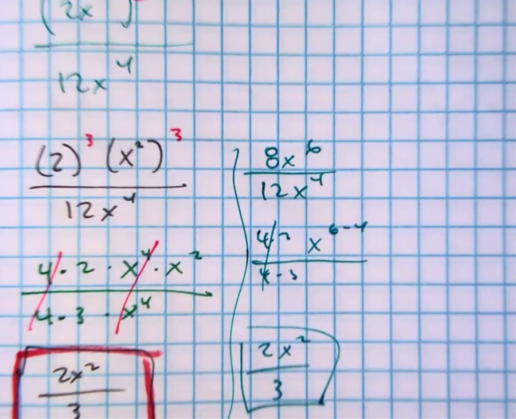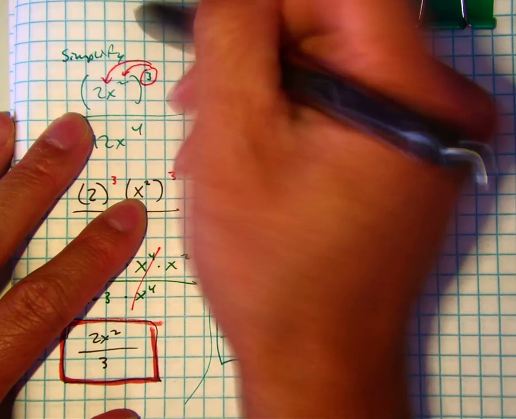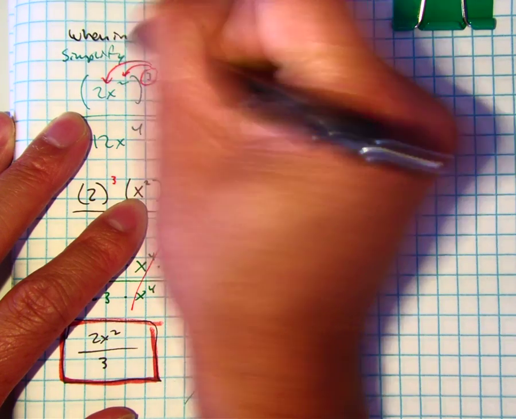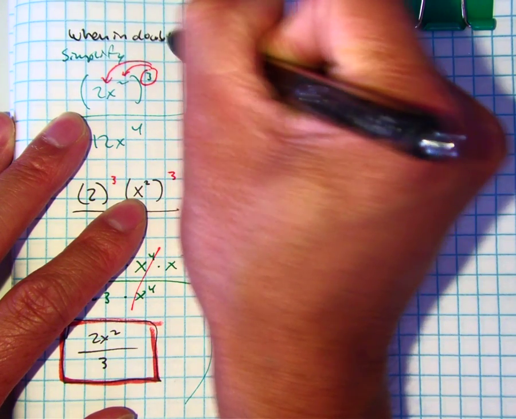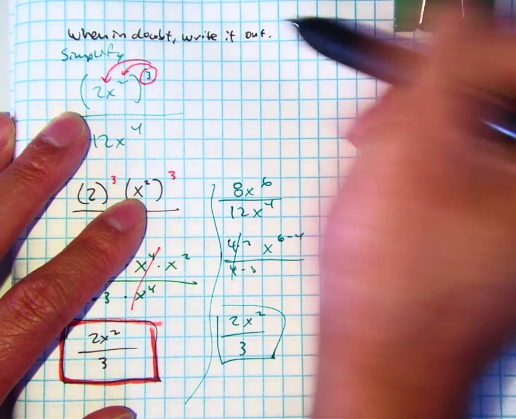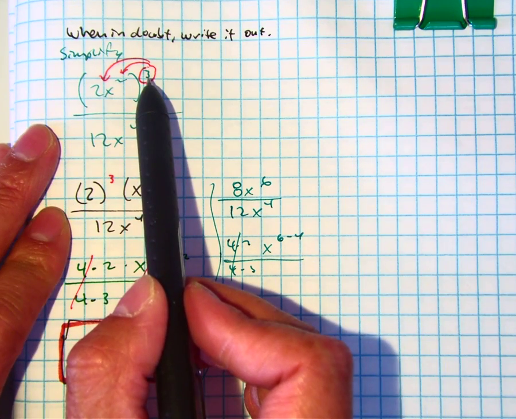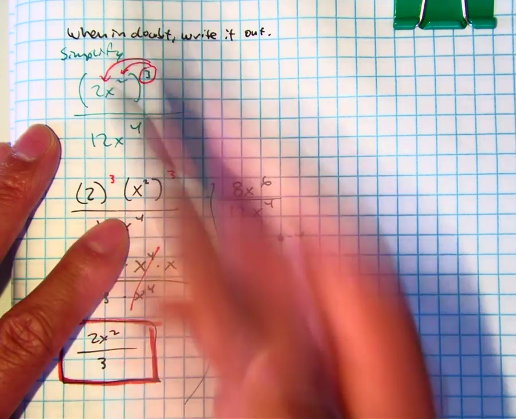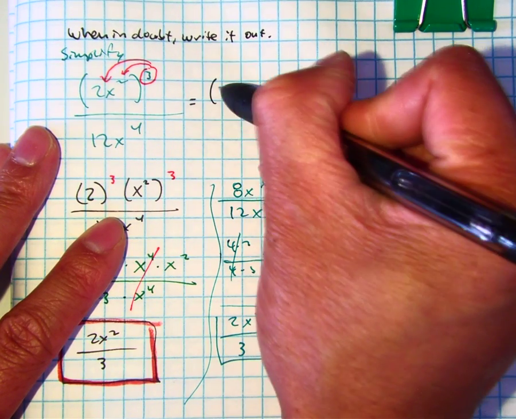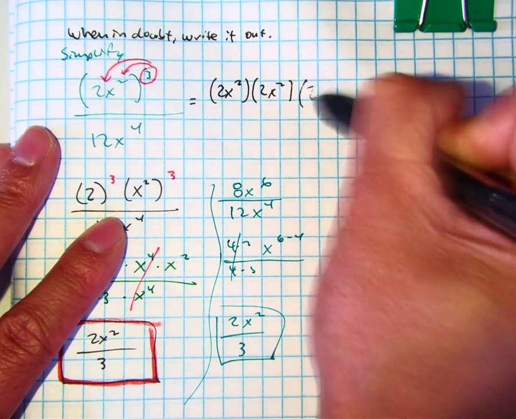Let me show you one more variation which I think would help you. Repeat after me. When in doubt, write it out. Say it. What does that mean? If you're not sure about, they call this the power rule of exponents. If you're not sure, you can just write the base right here. How many times? 3 times. This is what it means to write it out.